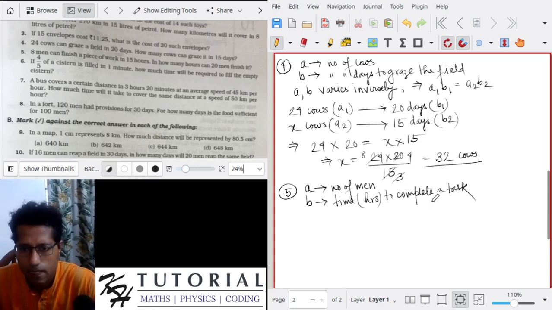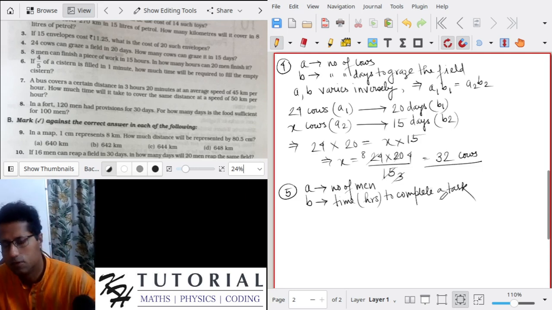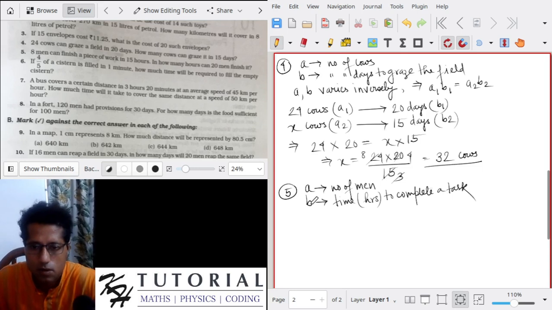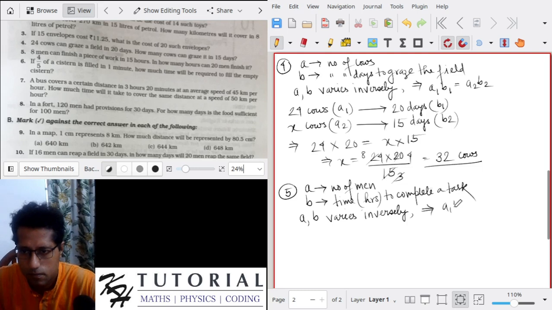So definitely if there are more men, then the time required to complete the task will be less, and if there are fewer men, the time required to complete the task or work will be more. So definitely we can see that A and B vary inversely, meaning that A1 B1 will be equal to A2 B2.